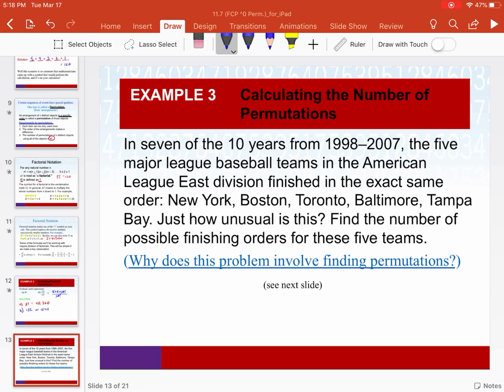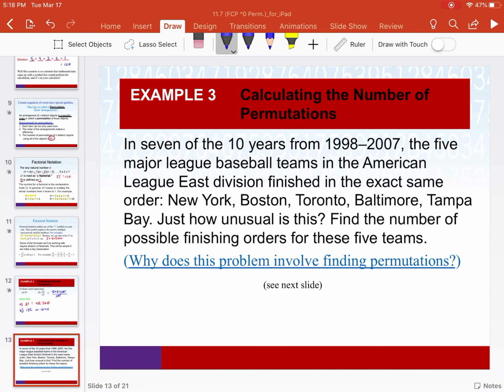So in 7 of the 10 years from 1998 to 2007, the 5 Major League Baseball teams in the American League East finished in the exact same order. Imagine betting on that. New York, Boston, Toronto, Baltimore, Tampa Bay. Just how unusual is this? Well, let's find the number of possible finishing orders for these 5 teams.